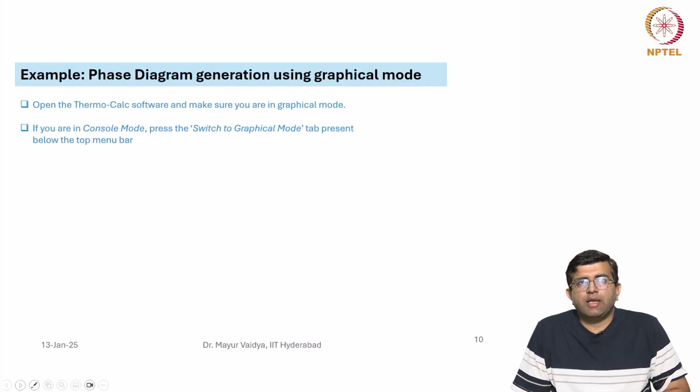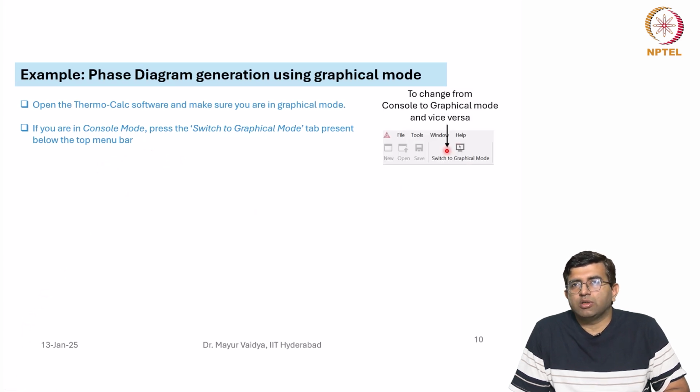So, let us say that we try to generate a phase diagram using the graphical mode. Please open this software and make sure you are in the graphical mode. If you are in console mode, press the switch to graphical mode tab present below the top menu bar, and you can switch to the graphical mode.